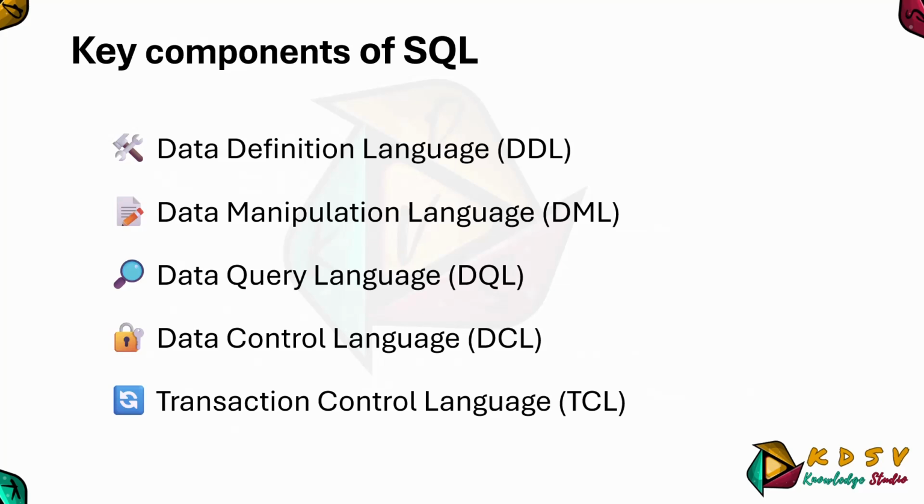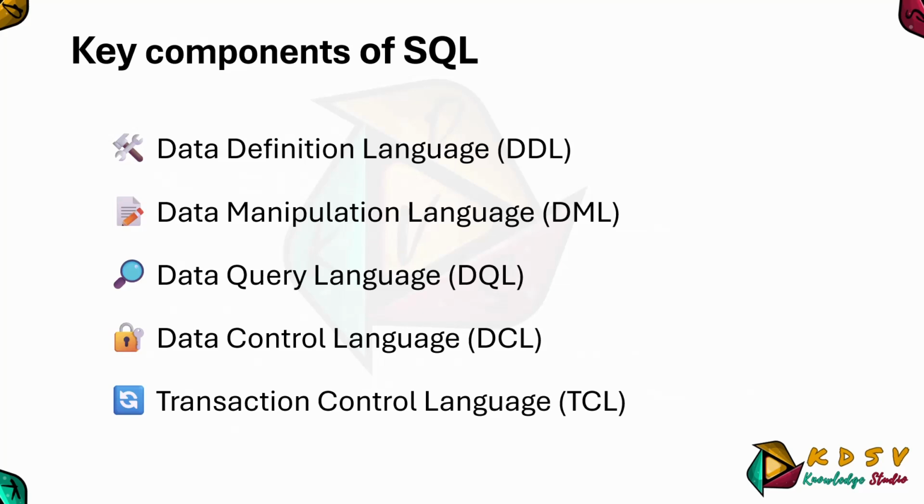The very first one, data definition language. DDL is a subset of SQL used to define, modify, and remove the structure of the database objects like tables, views, schemas, and indexes. DDL commands contain create, which is used for creating a table; alter, which adds, deletes, modifies, or renames the attributes of any table; and drop, which deletes the data.